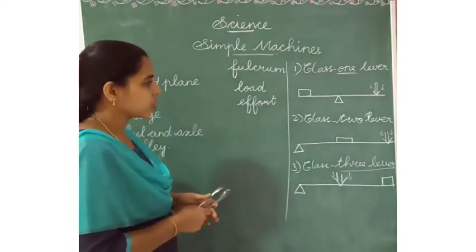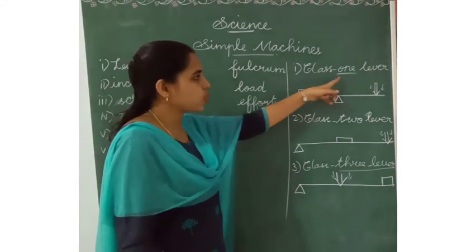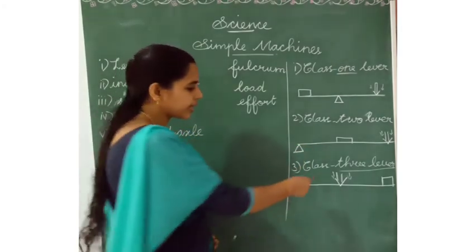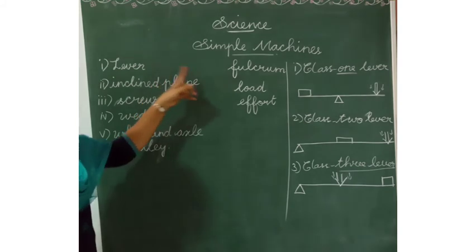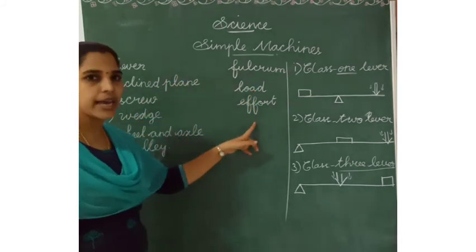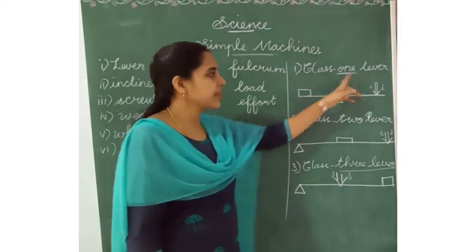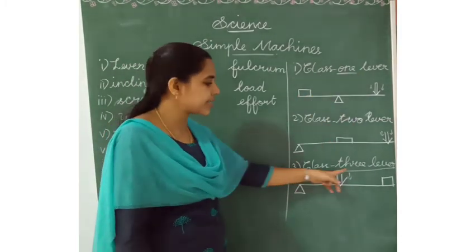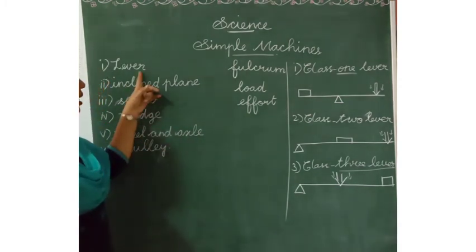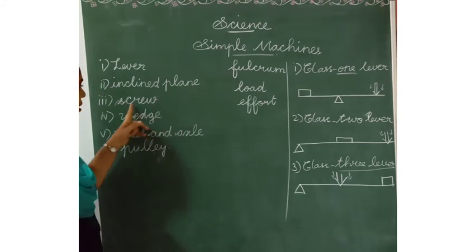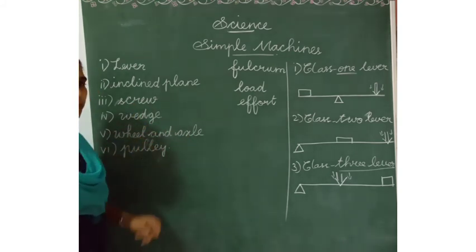So these are the examples of the 3 types of levers: class 1 lever, class 2 lever and class 3 lever. What are the 3 parts in the lever? Fulcrum, load and effort. What are the 3 types of levers? Class 1, class 2 and class 3. What are the 6 types of simple machines? Lever, inclined plane, screw, wedge, wheel and axle, and pulley.